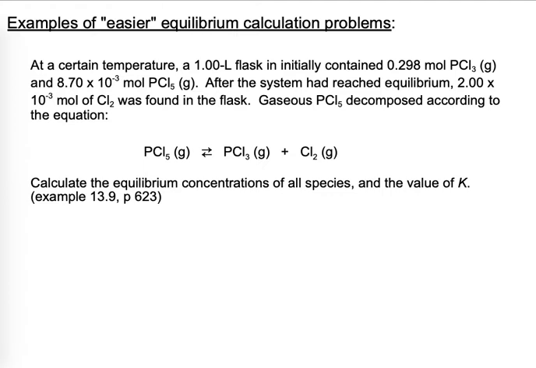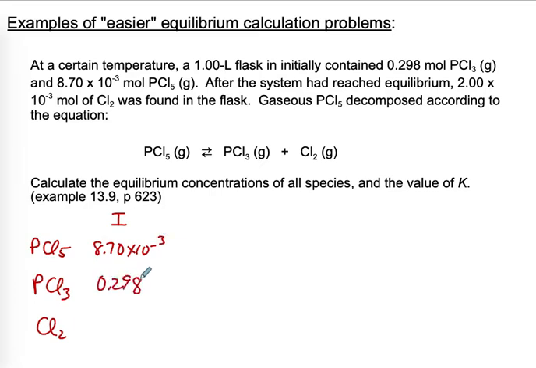So what we're going to do is begin by listing the initial concentrations of what we are given. We are given moles of phosphorus trichloride and phosphorus pentachloride in a 1 liter flask, so dividing moles by volume gives us molarities. So I'm going to list phosphorus pentachloride, phosphorus trichloride, and chlorine. And I'm going to list in this table in the first column under I the initial concentrations: 8.70 times 10 to the negative third, 0.298. If no initial moles of chlorine are specified, we should assume that means there are 0.